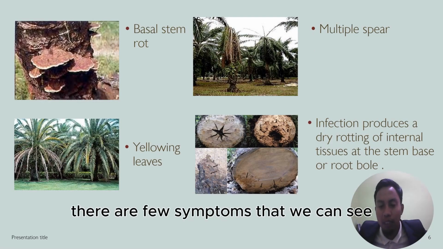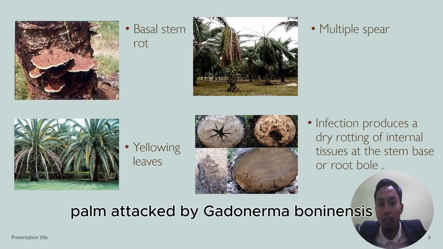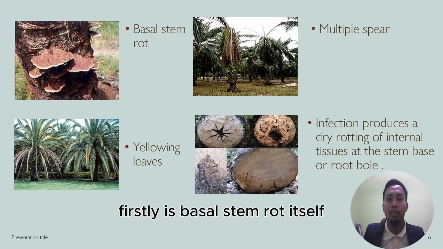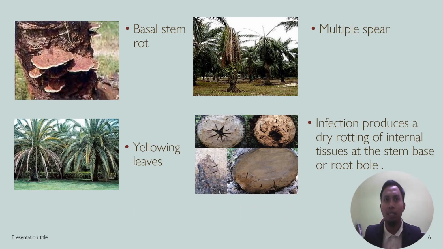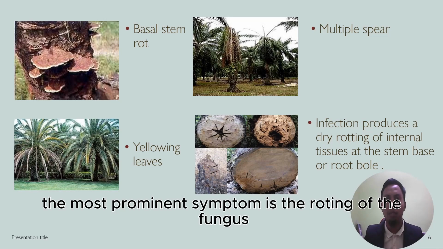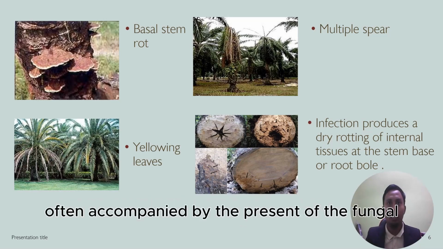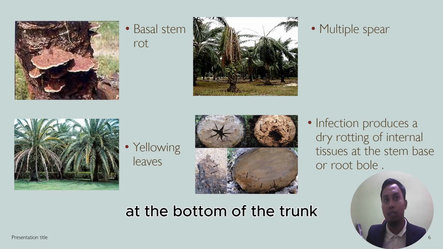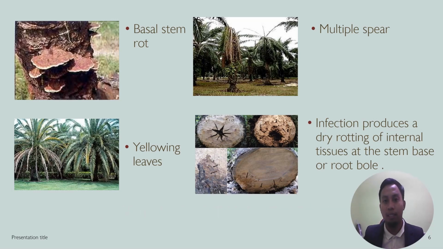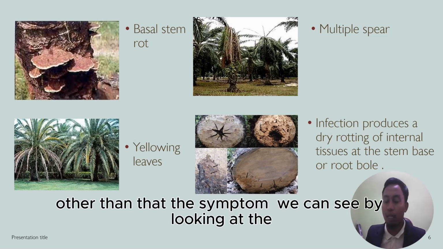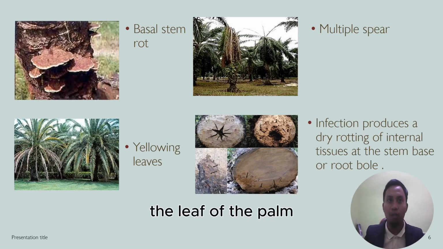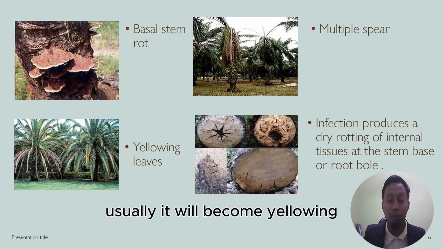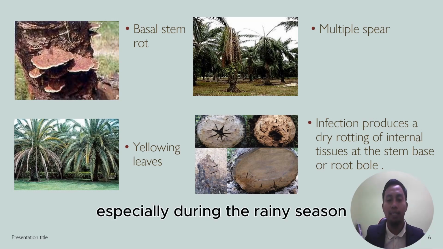Symptoms of basal stem rot. There are a few symptoms that we can see in palms attacked by Ganoderma boninensis. Firstly is basal stem rot itself. The most prominent symptom is the rotting of the palm base, often accompanied by the presence of fungal fruiting bodies. We can see the presence of the fungus at the bottom of the trunk. Other than that, we can see symptoms by looking at the leaf of the palm. Usually it will become yellowing, especially during the rainy season.